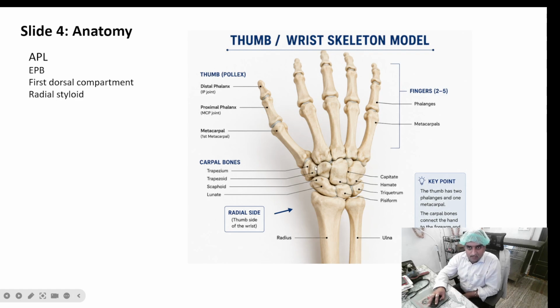As you can see, this is the thumb, and this is the first metacarpal, the MCP joint, the proximal phalanx, the IP interphalangeal joint, the distal phalanx, and the carpal bones: trapezium, trapezoid, scaphoid, lunate, capitate, hamate, triquetrum, pisiform. Here are the radius and ulna. These are the phalanges 2 to 5, and you can see these are the metacarpals and these are the phalanges.